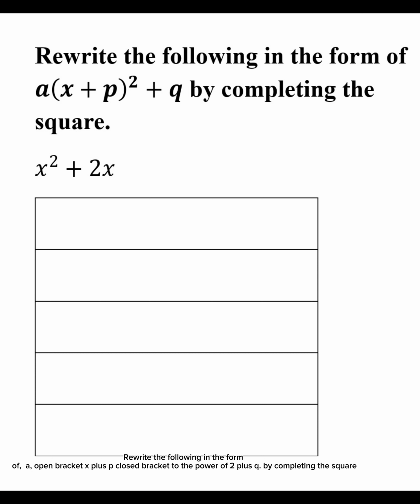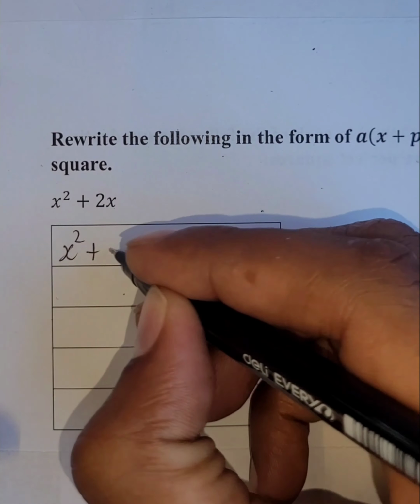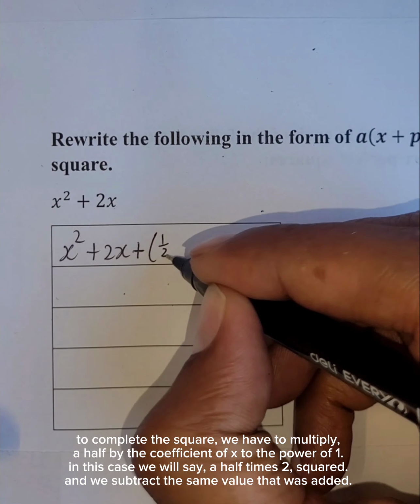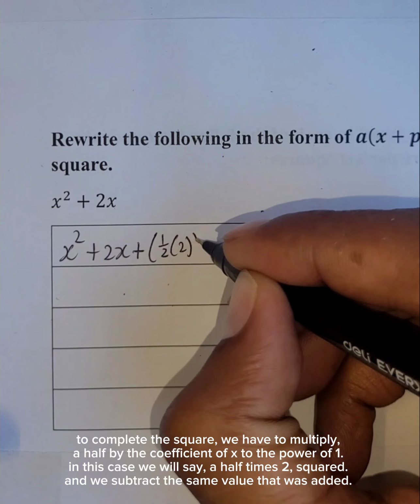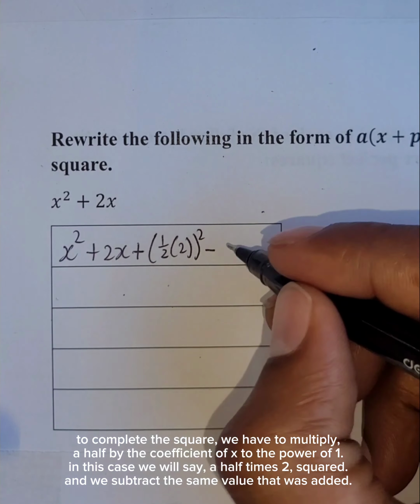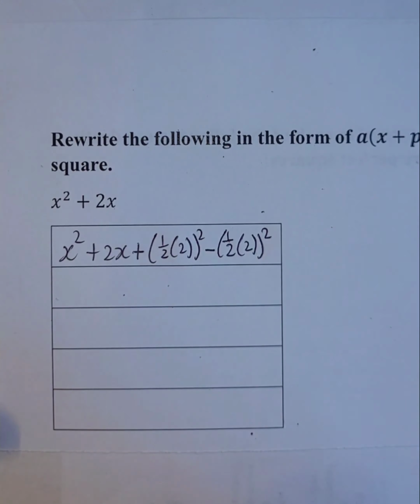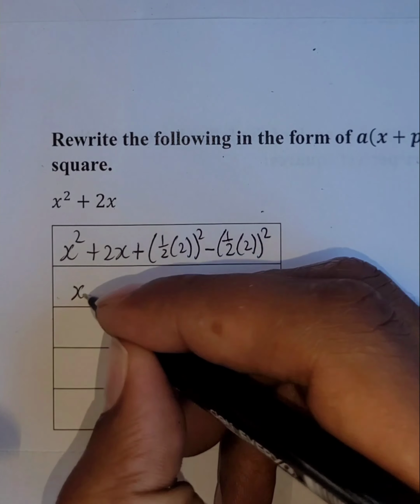Rewrite the following in the form of (x + p)² + q by completing the square. To complete the square, we have to multiply a half by the coefficient of x to the power of 1. In this case, we will say a half times 2 squared, and we subtract the same value that was added.